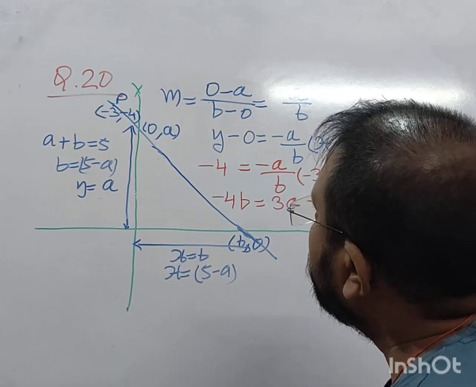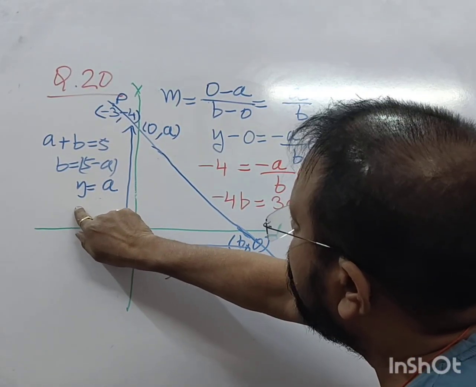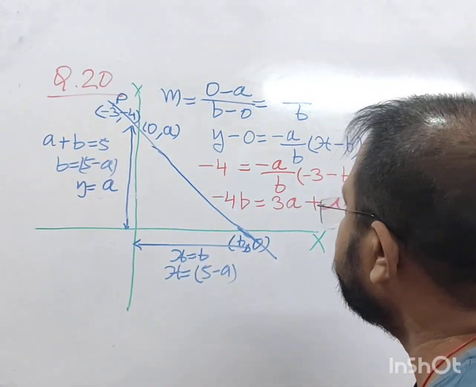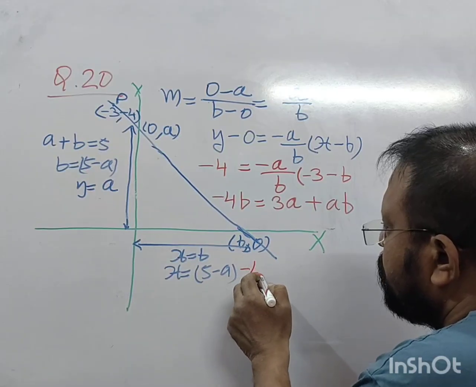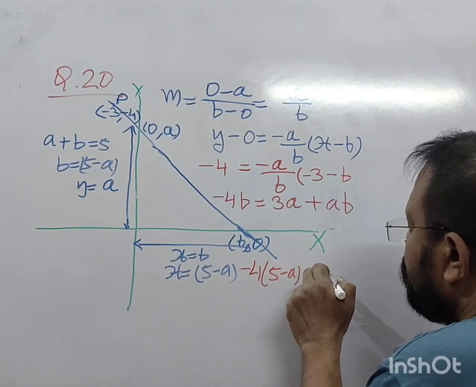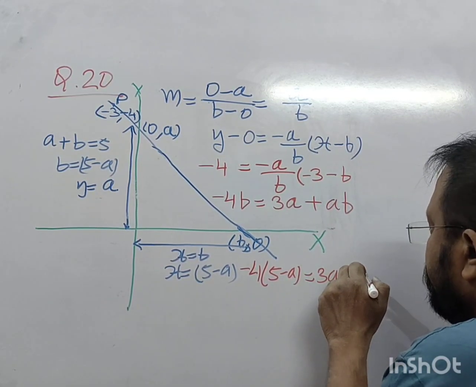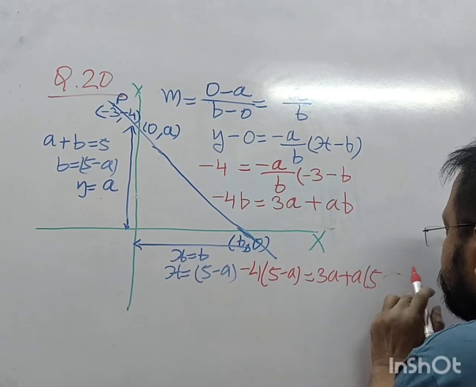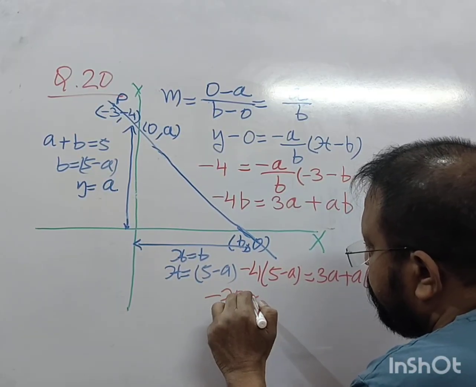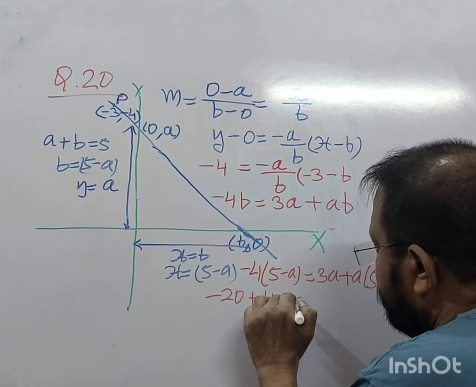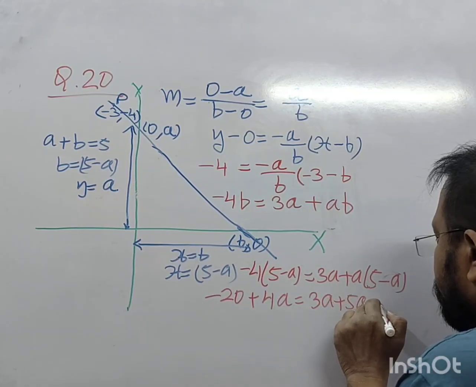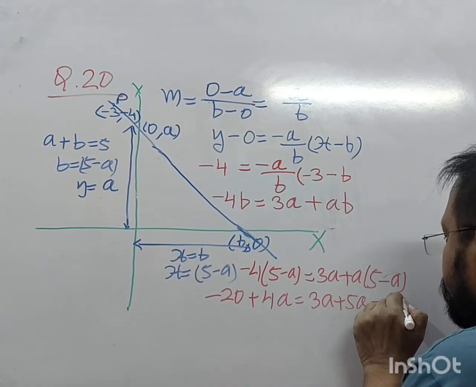Okay, now it is given that B is equal to 5 minus A, so -4 bracket 5 minus A is equal to 3A plus A bracket 5 minus A. So -20 plus 4A is equal to 3A plus 5A minus A square.